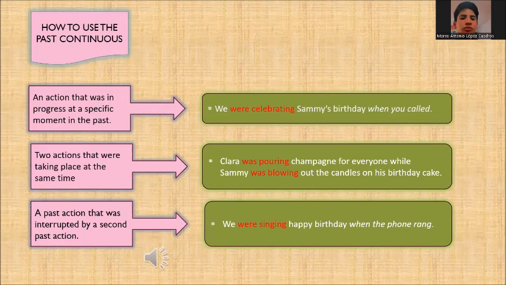Two actions that were taking place at the same time: Clara was pouring champagne for everyone while Sammy was blowing out the candles on his birthday cake. A past action that was interrupted by a second past action: We were singing happy birthday when the phone rang.